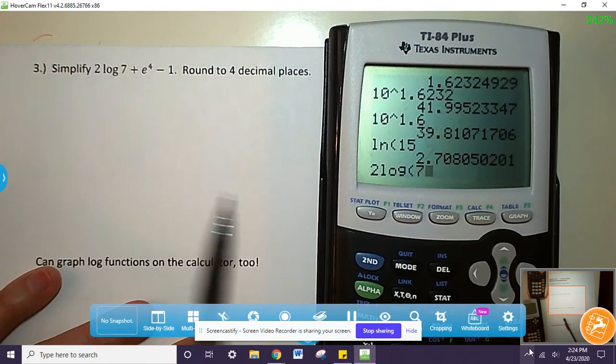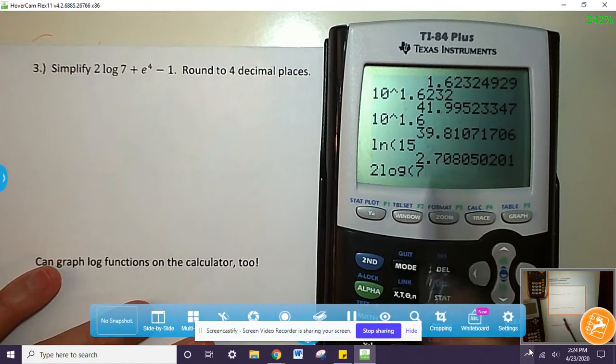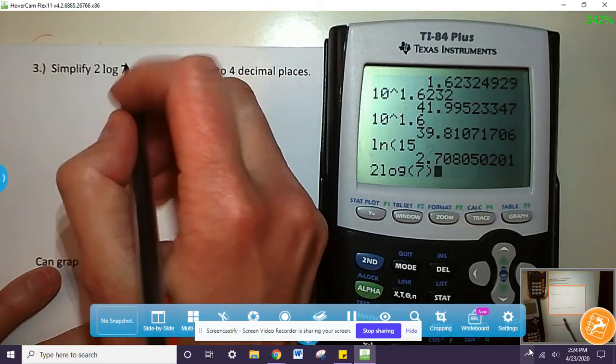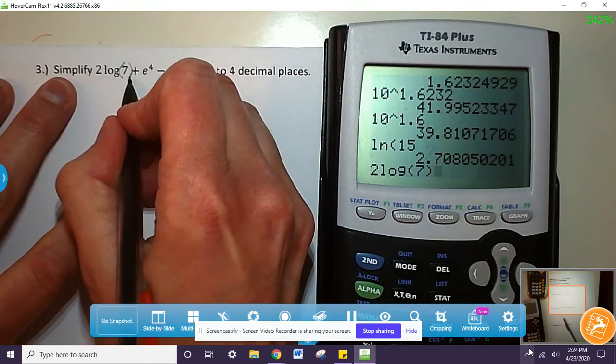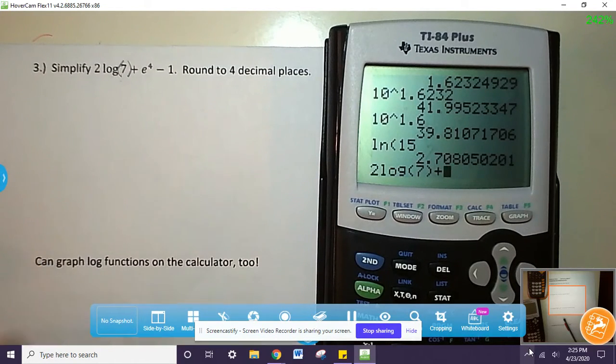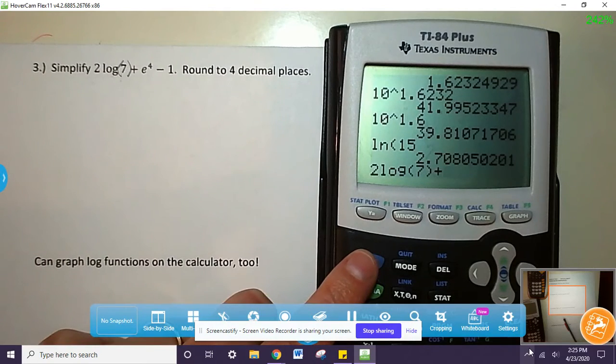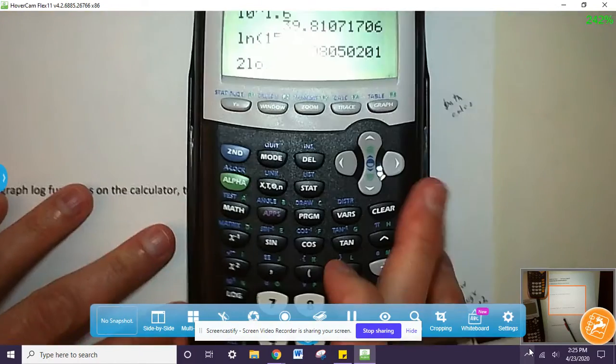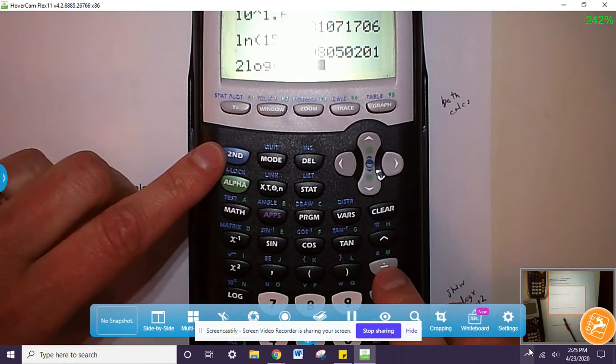What's important here is that before we continue in the calculator, we have to close the parentheses, because the only thing we're taking the log of is the 7. Even though they weren't written, that's the only thing inside the log. Then we have plus e to the 4th and a minus 1. For e, you can do second divide. If you forgot where that button was, it's second divide.